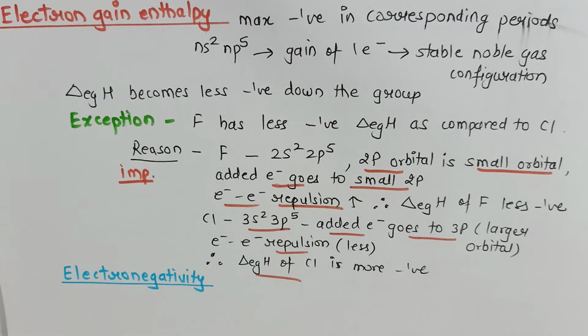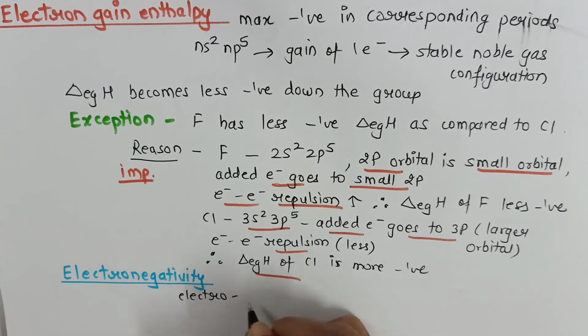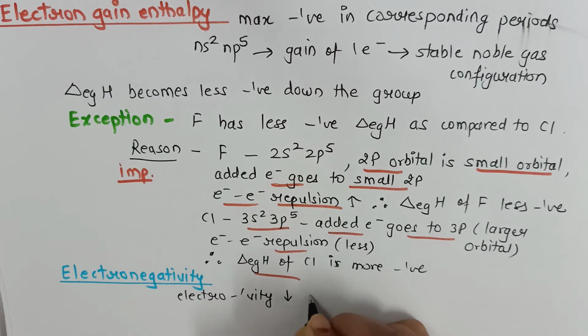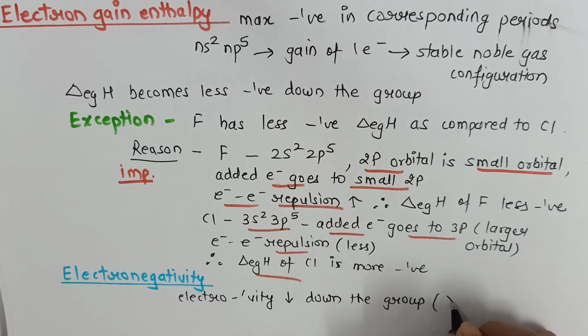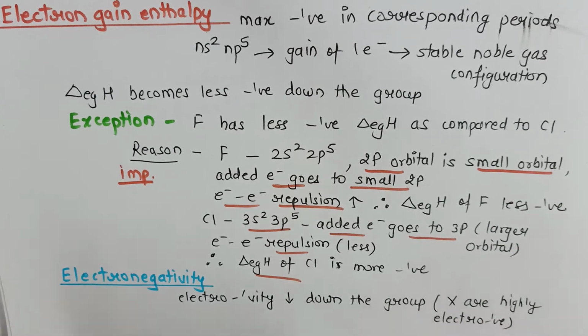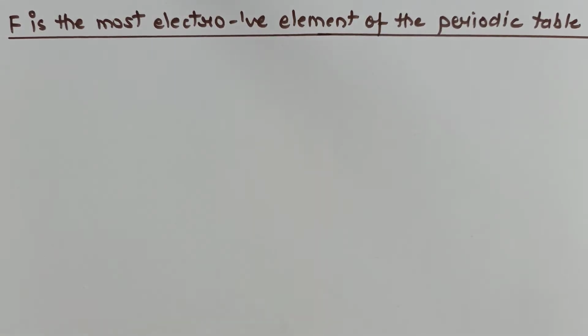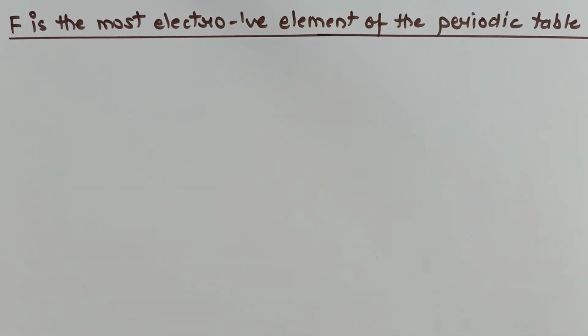Next property is electronegativity. Halogens have very high electronegativity. The electronegativity decreases down the group. But all halogens are highly electronegative. Out of all the elements that we know in the periodic table, fluorine is the most electronegative element. It will try to attract all the shared pair of electrons towards itself.